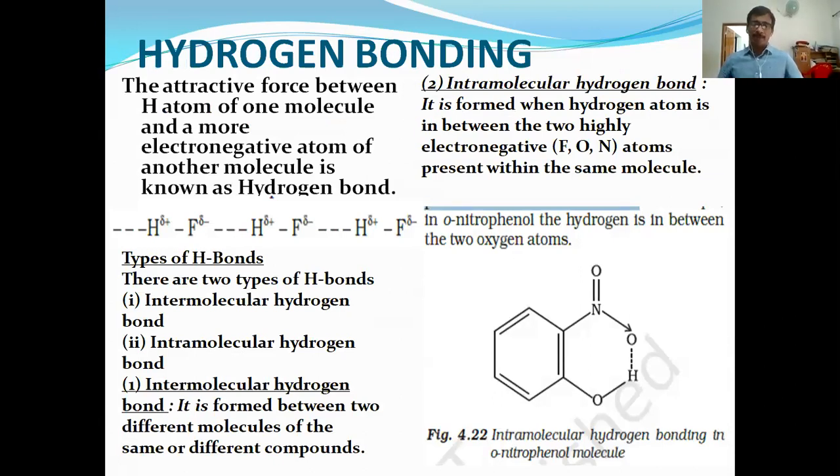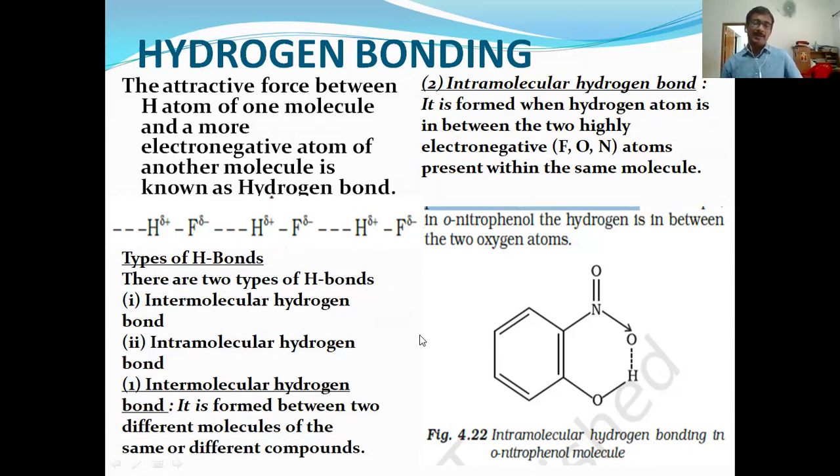Now hydrogen bonding. The attractive force between hydrogen atom of one molecule and a more electronegative atom of another molecule is known as hydrogen bond. When we mention more electronegative, you have to consider only fluorine, oxygen, and nitrogen. Here it is clearly explained in HF. Because of the polarity of HF bond, fluorine has negative charge and hydrogen has positive charge. So hydrogen atom of one molecule will be attracted by fluorine atom of another molecule, and these dotted lines represent the hydrogen bond. It is HF covalent bond, and this dotted line hydrogen bond between hydrogen and fluorine.